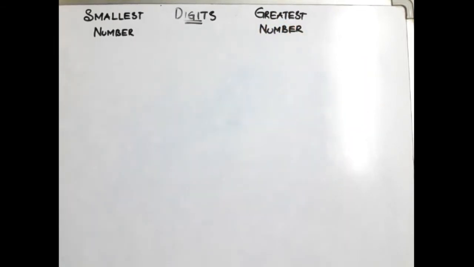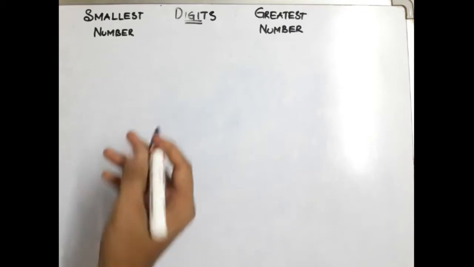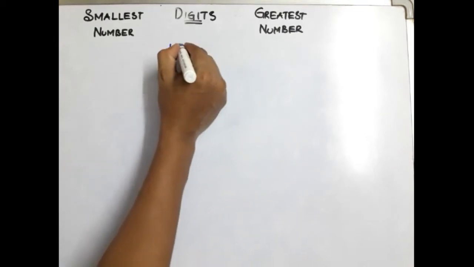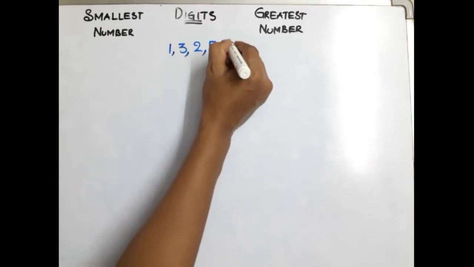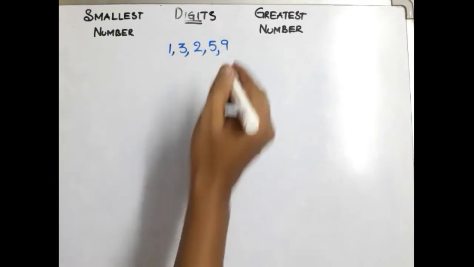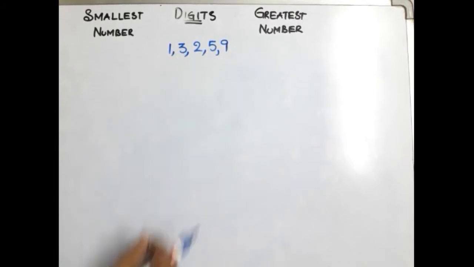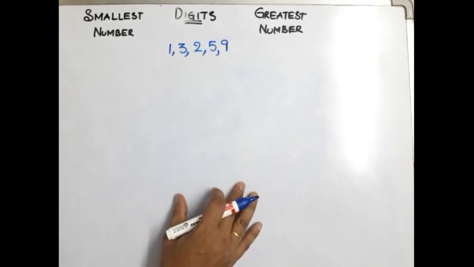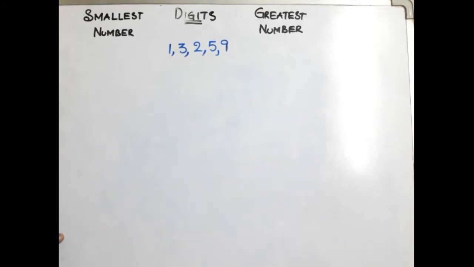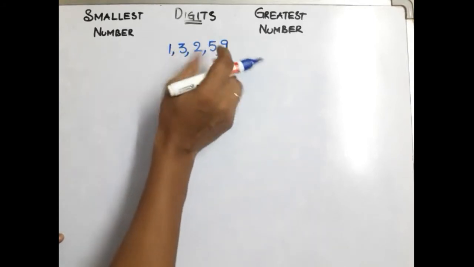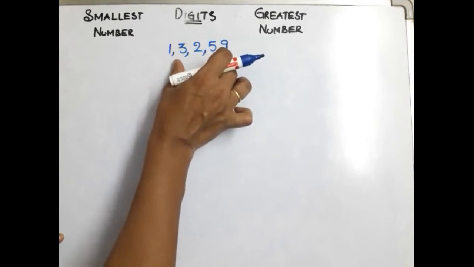So we are going to form the smallest and the greatest numbers. Look, first I am taking the digits as 1, 3, 2, 5 and 9. Okay, do you see any zeros in the given digits? No. So if there are no zeros in the given digits, this is the first method. In the given digits there will not be any zeros.